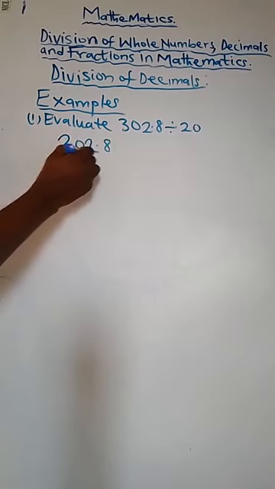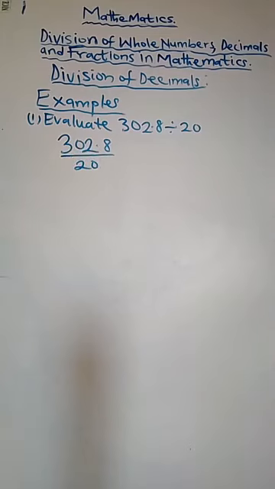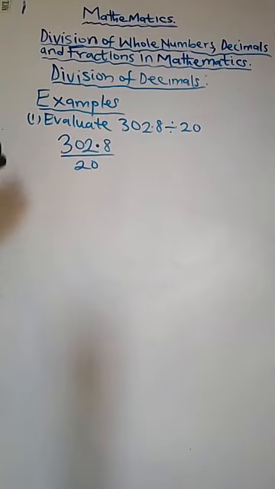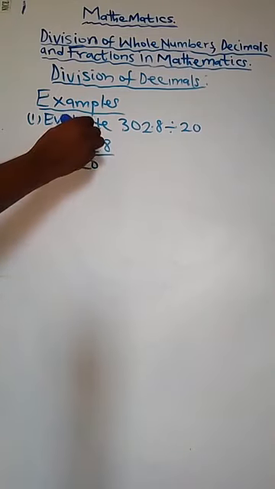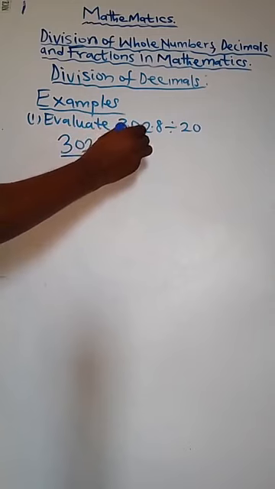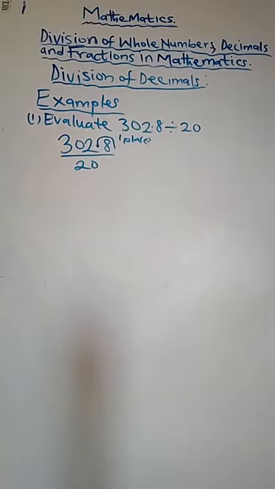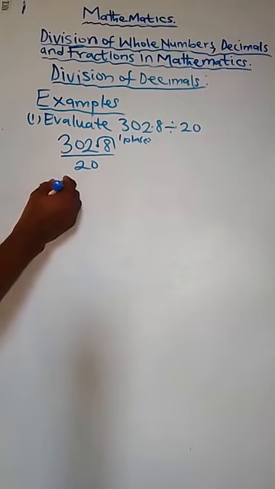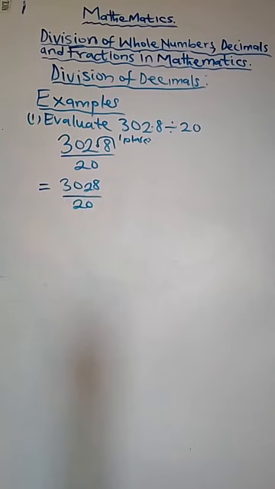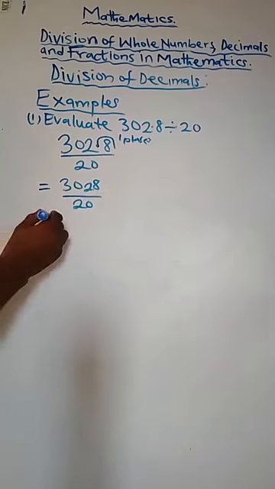302.8 over 20. To make the division process easier, you need to first of all eliminate this decimal point. But before you eliminate the decimal point, you have to know how many places the decimal moves before this number will become a whole number. So it's going to move 1 place, right? Take note of that because you are going to replace it at the end of the day so that you have the correct answer. So we can now say we have 3028 over 20.